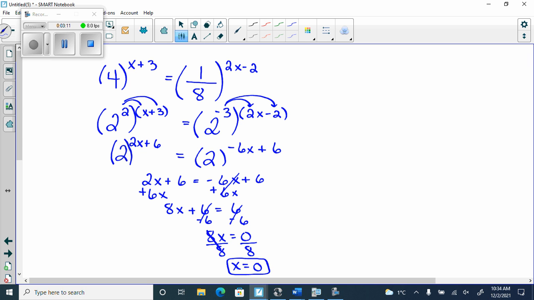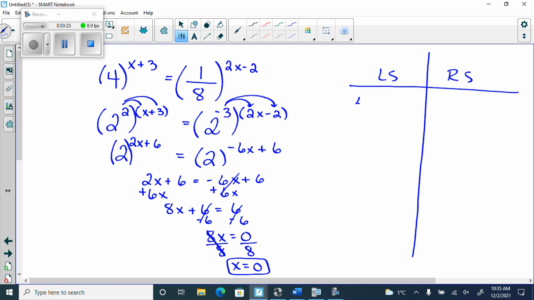Now remember, we can check it with our calculator, or we could plug it back into the original by verifying. So if I want to verify, this would be my left side, this would be my right side. I would have 4 to the 0 plus 3. I just fill 0 in. I'm verifying x equals 0. And then I'd have 1/8 to the 2 times 0 minus 2.